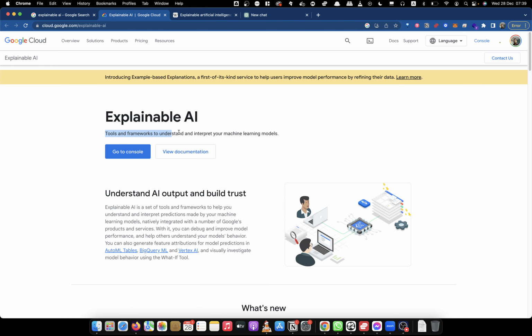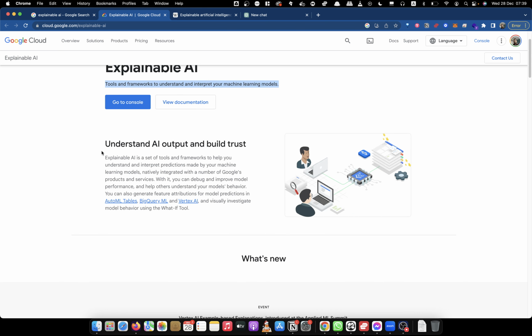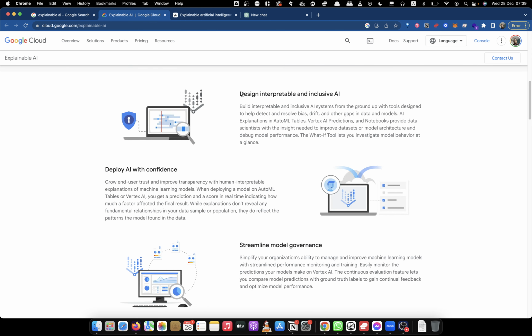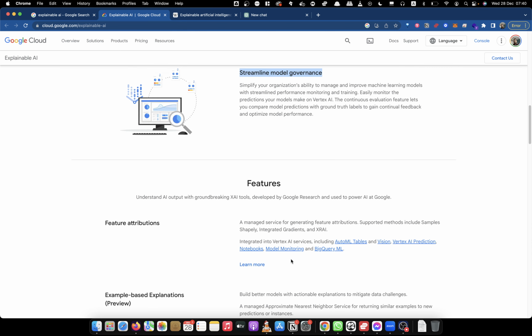It says tools and frameworks to understand and interpret your machine learning models. Yes, it goes into some details. Explainable AI is a set of tools and frameworks to help you understand and interpret predictions made by machine learning models, natively integrated with a number of Google products and services. Okay, so it's almost the same idea, but we can pick up a few more words. Design an interpretable and inclusive AI, and then deploy AI with confidence, of course, knowing what it does. One good example is that it's not going to break our privacy or any other security or information related content, and model governance and things like that.